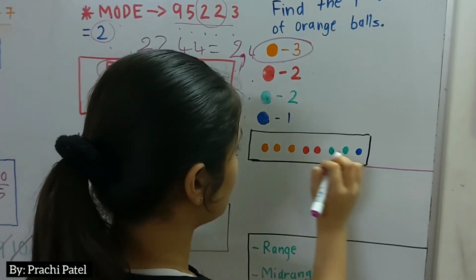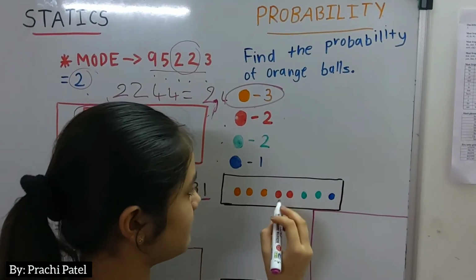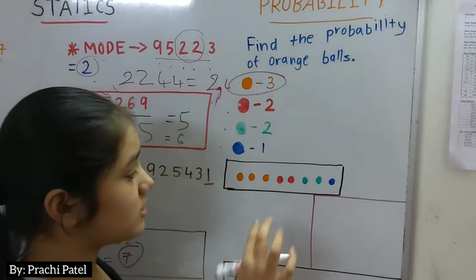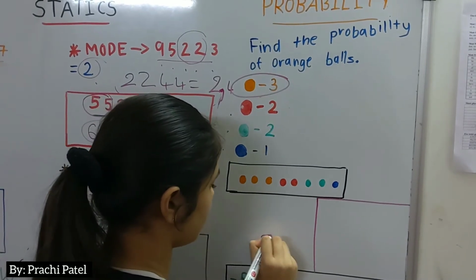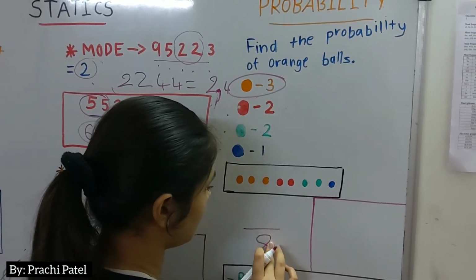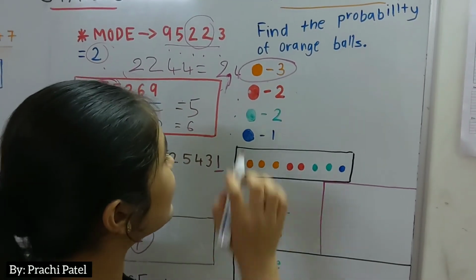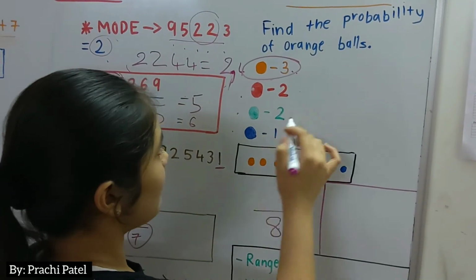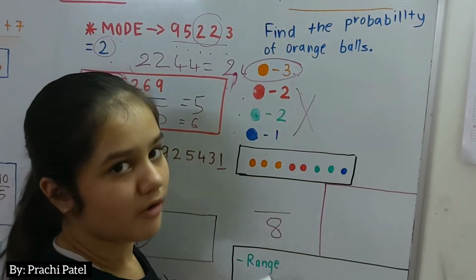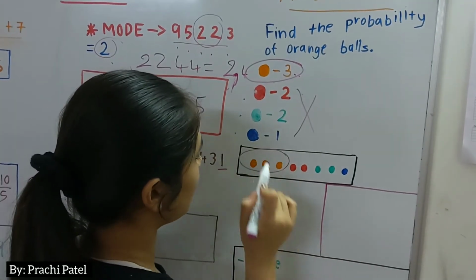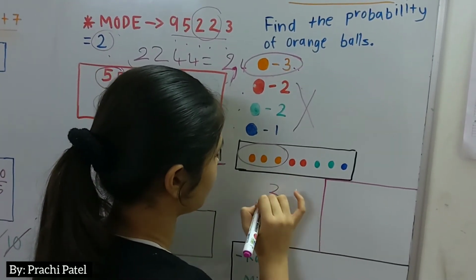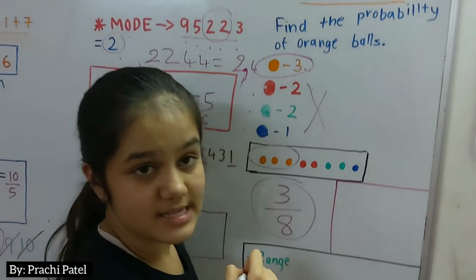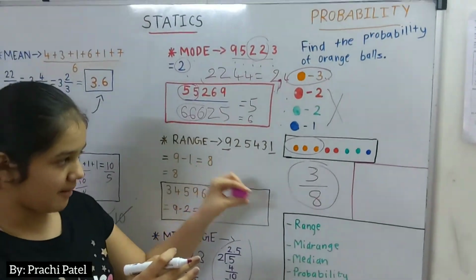Now first of all we need to add up the total. So 1, 2, 3, 4, 5, 6, 7, 8. So our total is 8. First of all we need to write the 8 in the denominator. Now the question is asking us to find the probability of the orange ball. So now you have to forget the other balls and just think of orange. We have 3 orange balls over here, so we will write 3. So the probability of the orange ball is this. Okay, this is how we find the probability.